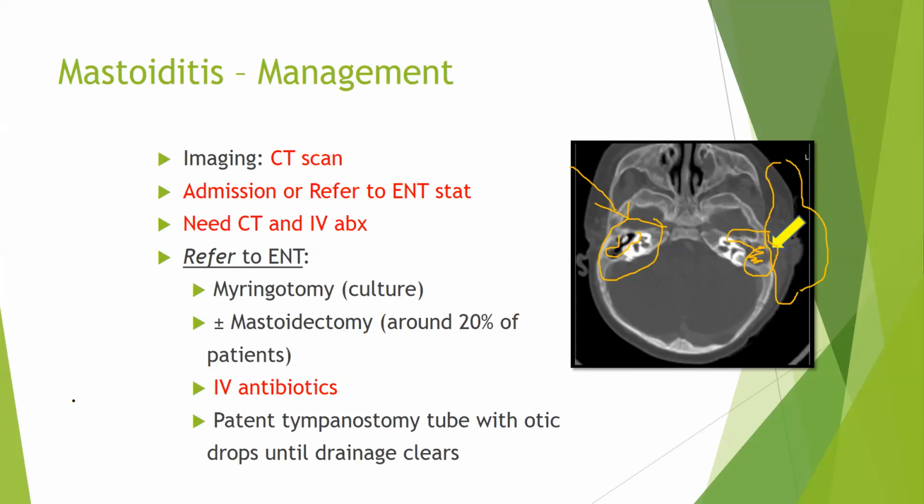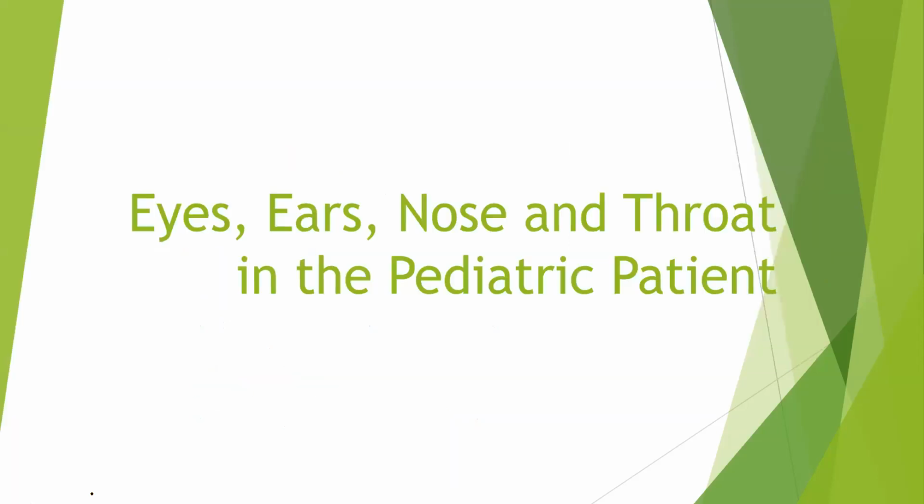If they do a myringotomy, that means they go in there and extract some of the fluid, and they can culture that so that we can aid in treatment properly. IV antibiotics, and then tympanostomy tubes will probably be placed. The child will leave with PO antibiotics and otic drops until the drainage clears.